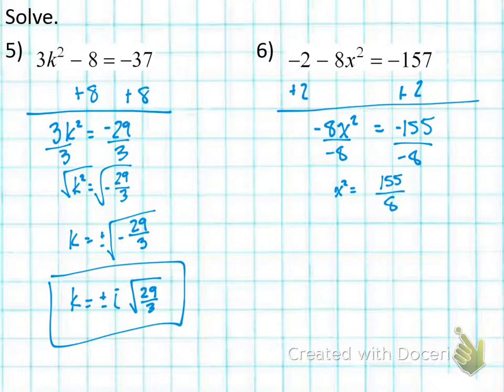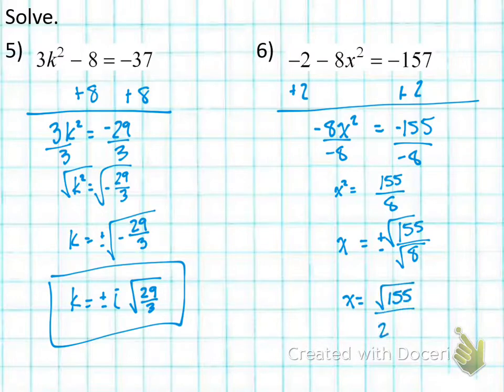Take the square root of both sides. X is equal to positive and negative square root of 155 over square root of 8. Okay, now on this one, I'm going to split the square roots, okay? What can I simplify out of the denominator? 2, right? So it's going to be 2 rad 2, right? Okay, so x is going to be equal to square root of 155 over 2 rad 2. And this is an answer that's okay with me.